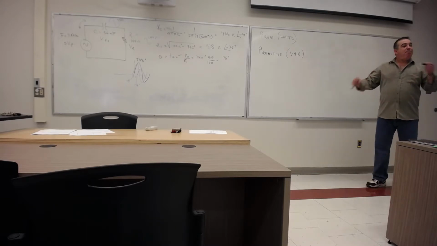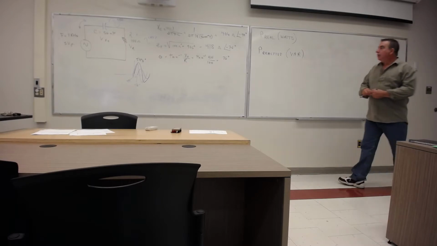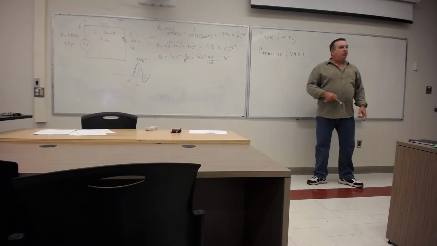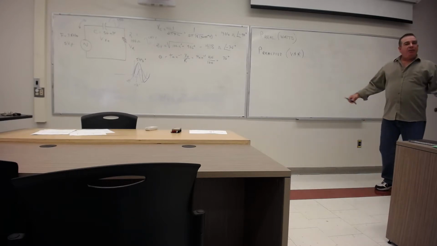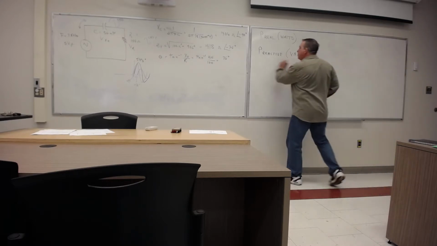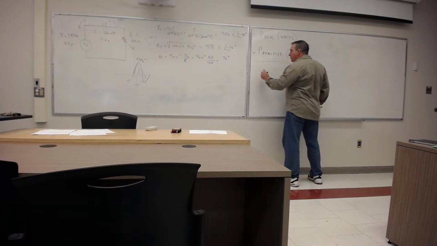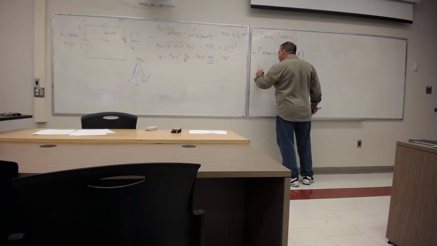Now, if you add both of those things up together, so you have one vector in one direction, another vector probably at 90 degrees from it, if you add those 2 vectors up, the sum of these 2 things is called apparent power. P, apparent.